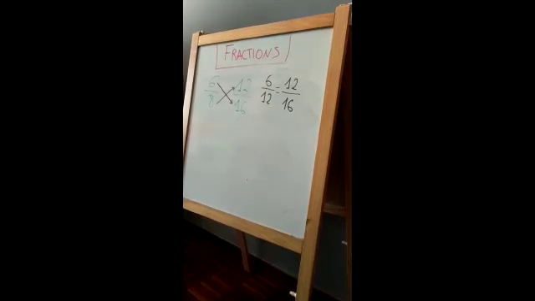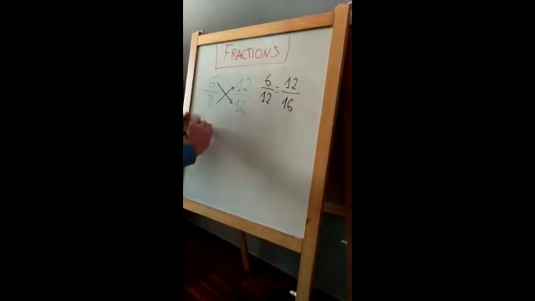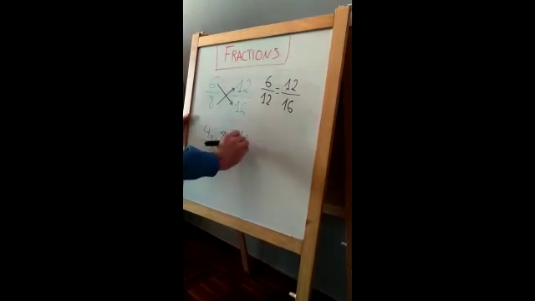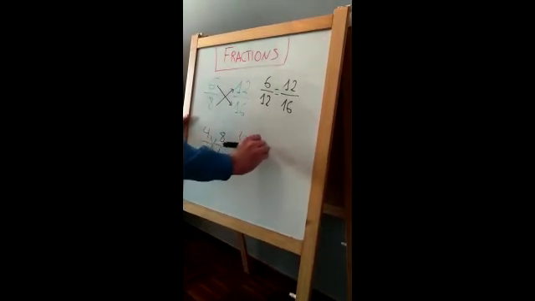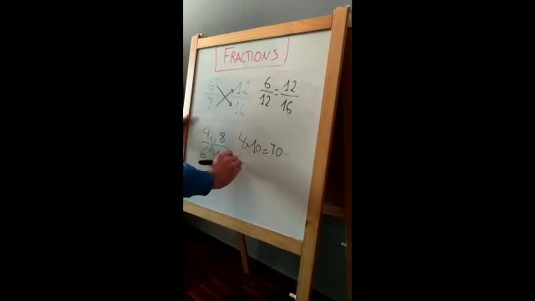Let's see another example. 4 out of 6 and 8 out of 10. 4 multiplied by 10 equals 40, and 6 multiplied by 8 equals 48. So, as they do not have the same value, they are not equivalent.